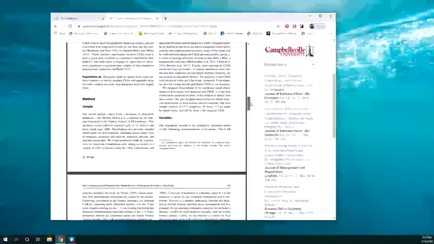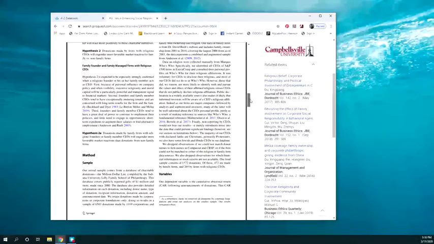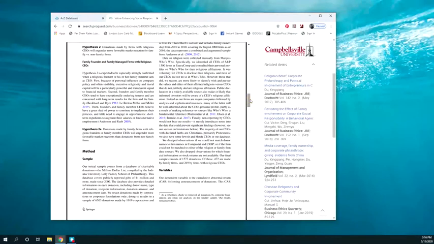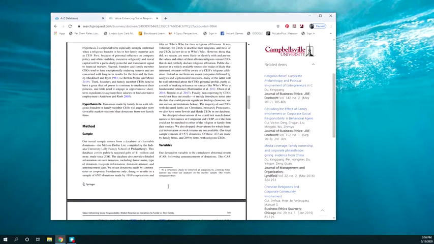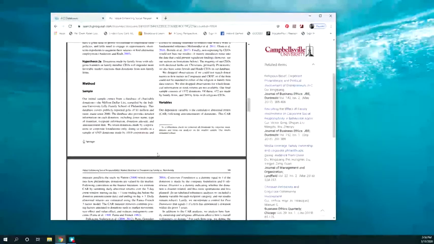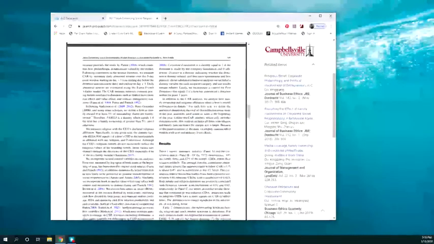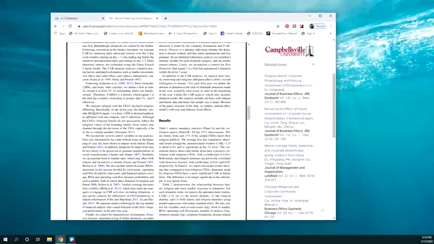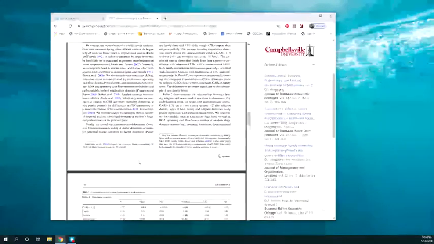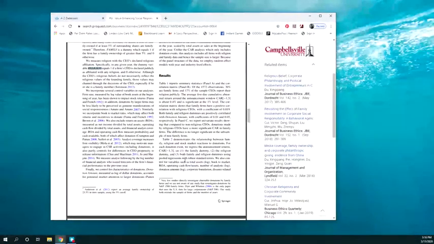Then the method here, that tells you how they set the study up. Where did they look for their data? How did they gather it? What was important to them? And what they came up with, the variables, how they defined religiosity, how they defined a family firm, how they defined a positive reaction, etc. And it'll come up with, here's how we defined that, as in religion. And then this is the results.